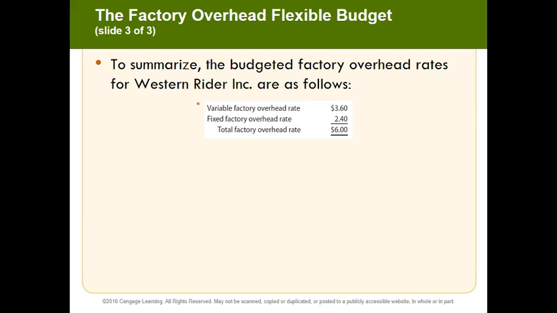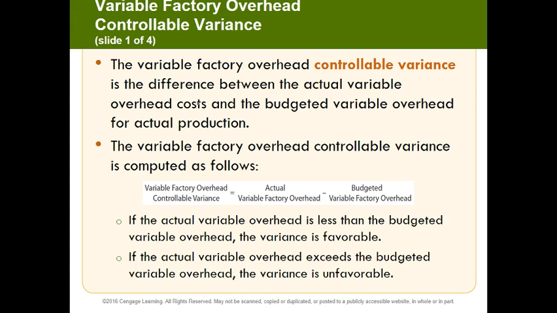The variable factory overhead variance is called the controllable variance. This is the difference between the actual variable overhead costs and the budgeted variable overhead costs for production that actually occurred. If the actual variable overhead is less than the budgeted variable overhead, so if what we paid out is actually less than what we would have budgeted, the variance is favorable. And the flip side, if the actual variable overhead exceeds the budgeted variable overhead, then that's unfavorable.